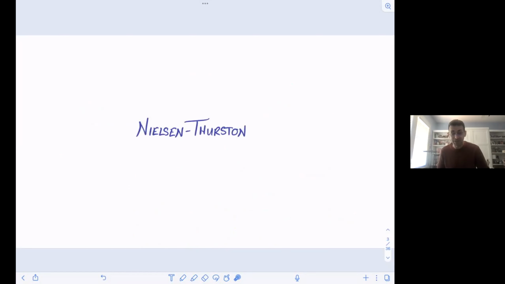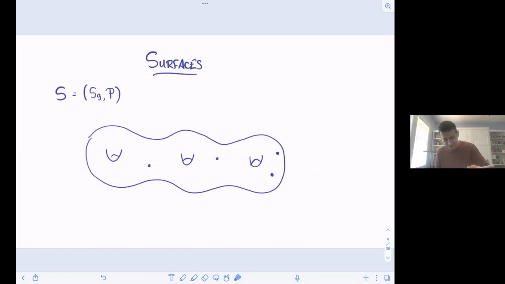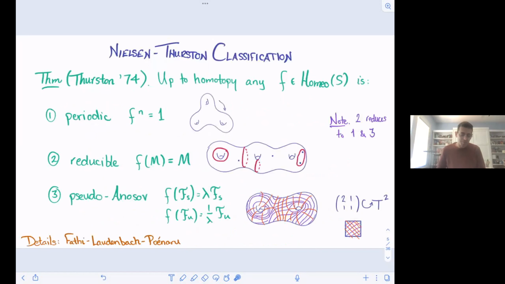Okay, so we'll start with the Nilsen-Thurston classification. What is it? First I have a slide for what a surface is. For this talk, a surface is just going to be a closed, orientable surface, and it has some marked points on it. I won't have any boundary or anything like that. And usually the number of marked points will be finite.